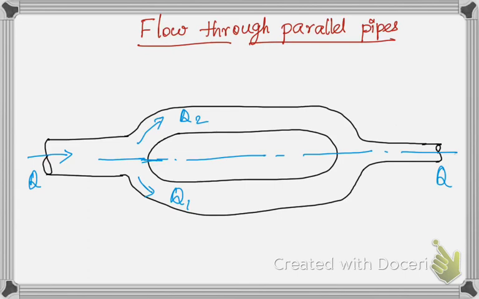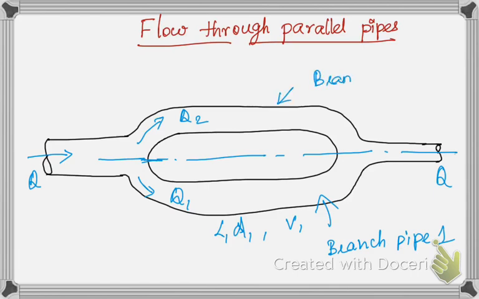Imagine that L1 is the length of branch pipe 1, D1 is the diameter of branch pipe 1, and V1 is the velocity in the pipe. So this is branch pipe 1. Similarly, this pipe is branch pipe 2. Here also you will have the length, diameter and velocity.